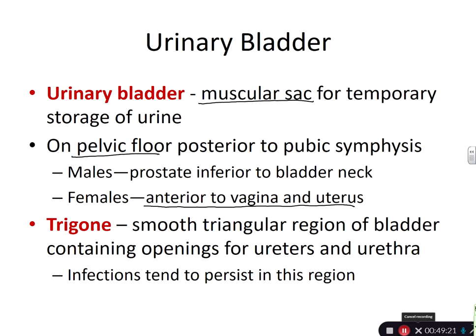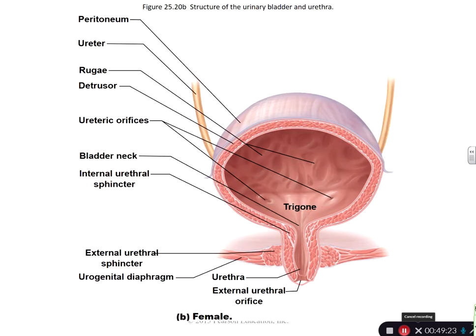Now there's an area, I'll show you a picture, called the trigone. So this is a female bladder. You can tell it's a female bladder because the urethra, that tube right there that drains the bladder, is very short. You can see the ureters here. These are going behind the bladder and they enter into the bladder here, kind of at the base towards the back. And then right here, this is the opening for the urethra.